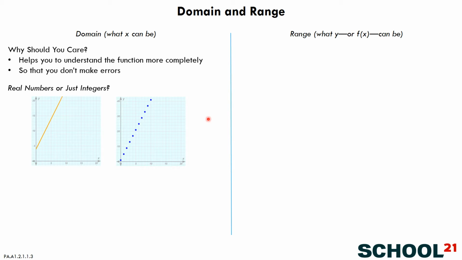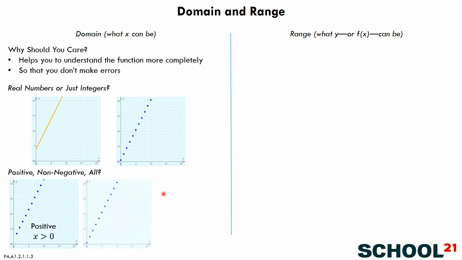Then the second question is, is it positive, negative, or all? So here we have a situation. Is this one real numbers or integers? Integers. Okay, and does it include any negative ones on the x values? No. So here's 0 for x. It doesn't include any negative. Does it include 0? No. So this is the positive numbers where x is greater than 0. That would be the domain of that.